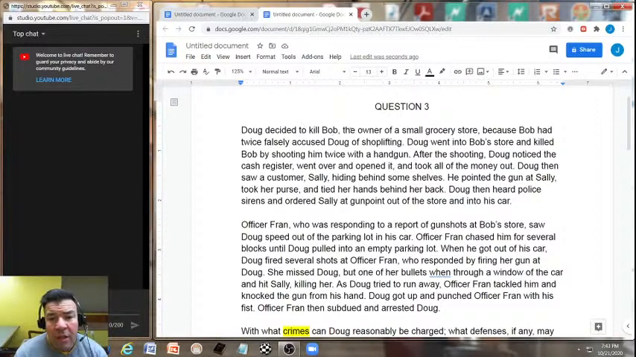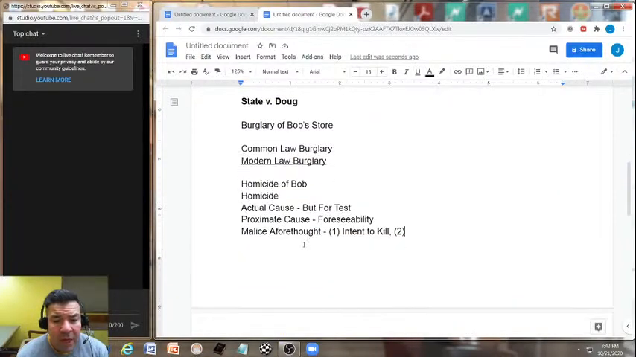Now, Doug then went into Bob's store and killed Bob by shooting him twice with a handgun. So not only do we have expressed intent to kill, but even if we didn't have enough facts to prove up our element of expressed intent to kill, we could also prove it by the deadly weapon doctrine because of the use of a deadly weapon, which would be implied intent to kill.